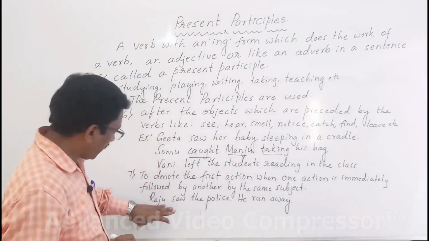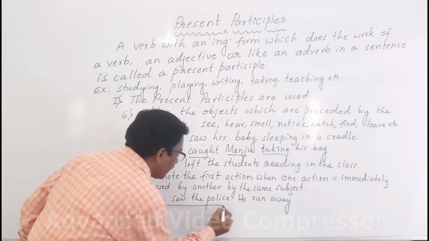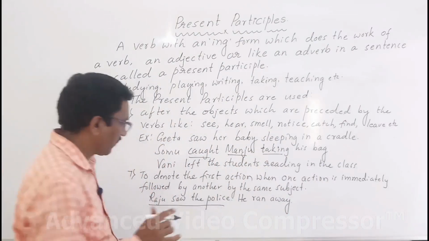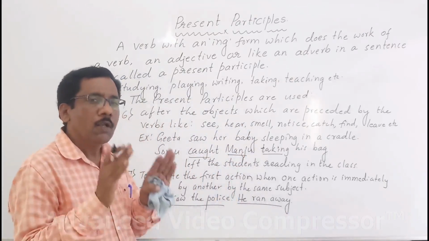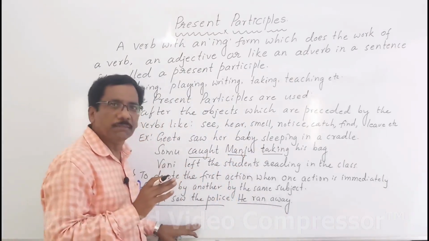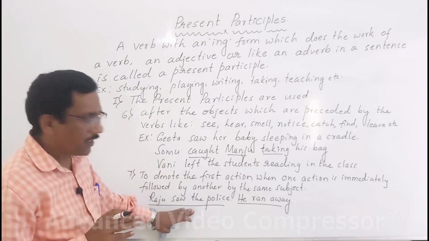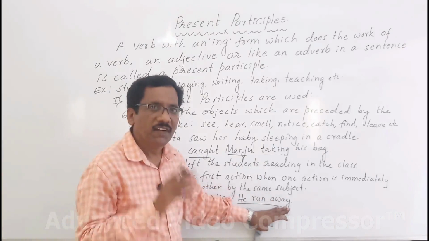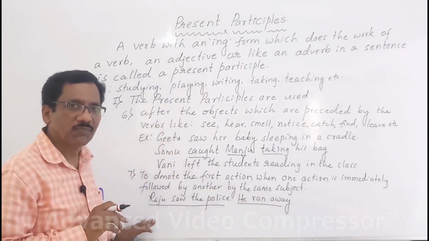Okay. Here two sentences are there. First sentence, Raju saw the police. Then second sentence, he ran away. What's the first action here? Raju saw the police is the first action. It is followed by another action by the same subject, Raju.